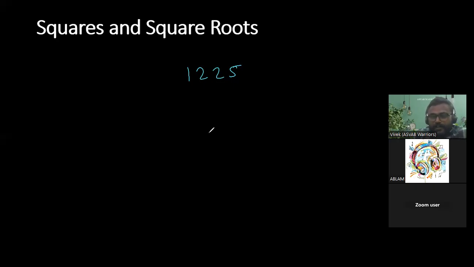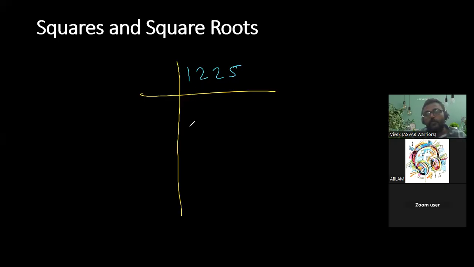Now I am going to teach you how to find the square root of any number by the prime factorization method. First, you need to divide this number by a prime number. Let's see if this number can be divided by 3. 1 plus 2 is 3, 3 plus 2 is 5, 5 plus 5 is 10. So 10 is not divisible by 3, so 1225 is also not divisible by 3. But we can divide this number by 5.